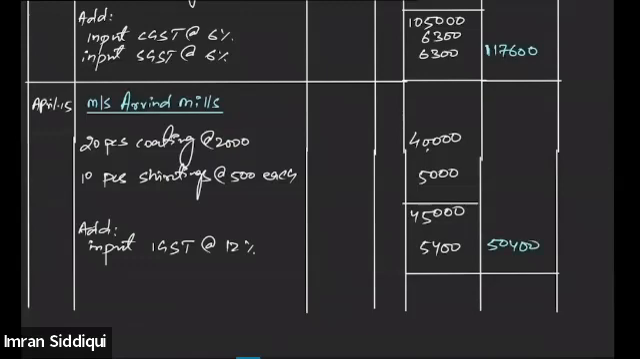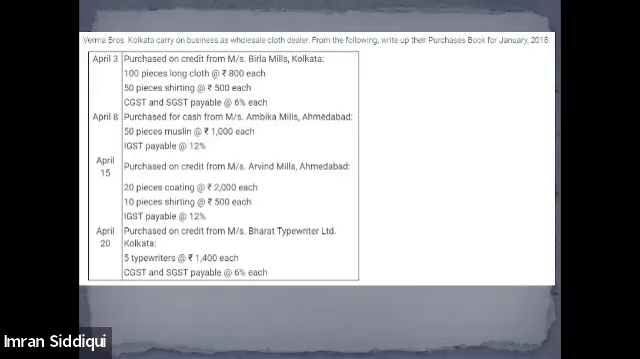Okay, now totaling, we will now total this. Coming back to the question, see, the next transaction on April 20 says purchase on credit from Messrs. Bharat Typewriter Limited, Kolkata.